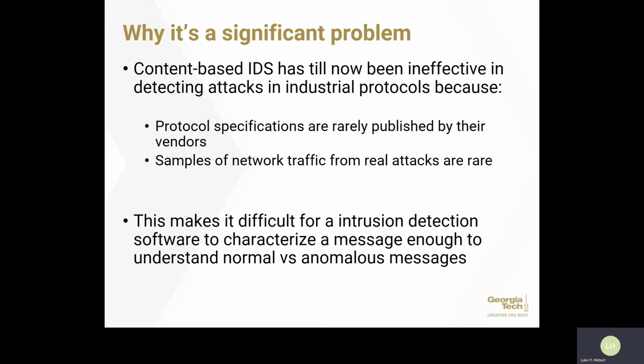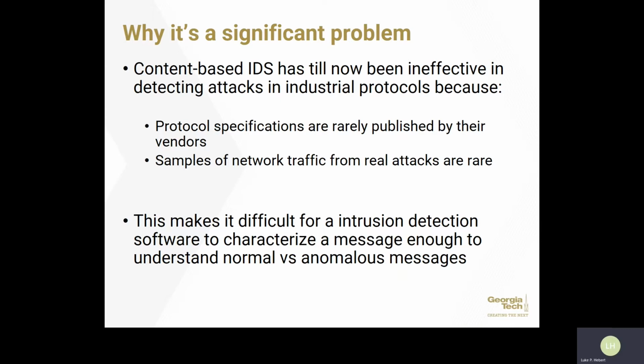So just to drive home why this is a significant problem and why it's worthwhile to do research on this problem, content-based IDS has till now been perceived as being ineffective in detecting attacks in industrial protocols because these protocol specs are rarely published by their vendors. It's difficult to detect anomalies in a protocol's traffic if you don't have a definite grasp of what its normal messages look like. This, of course, is less of an issue in common IT protocols because many of the protocols are made available through RFPs or standards documents published by standards organizations.